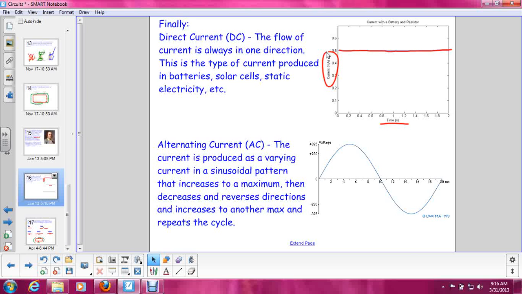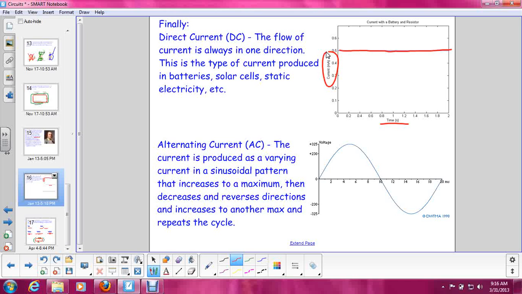However, there's also something called alternating current. And this is the current that we get out of the wall outlets. The current varies. That increases from a maximum to a minimum. And it turns out it actually changes direction.